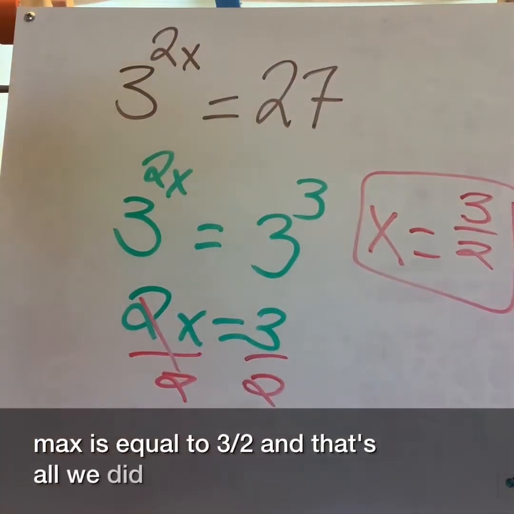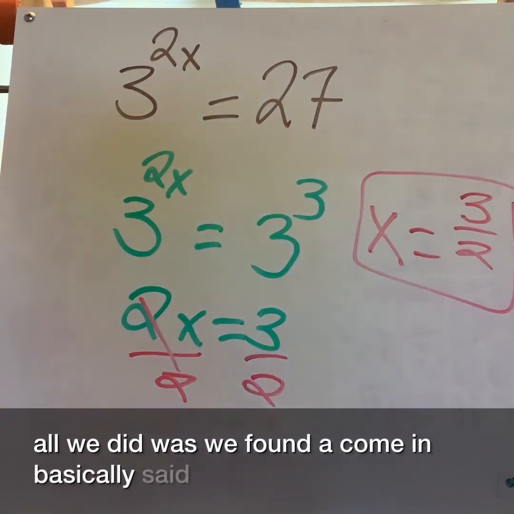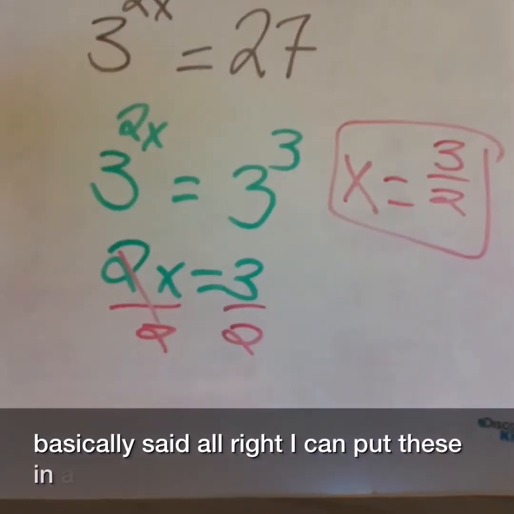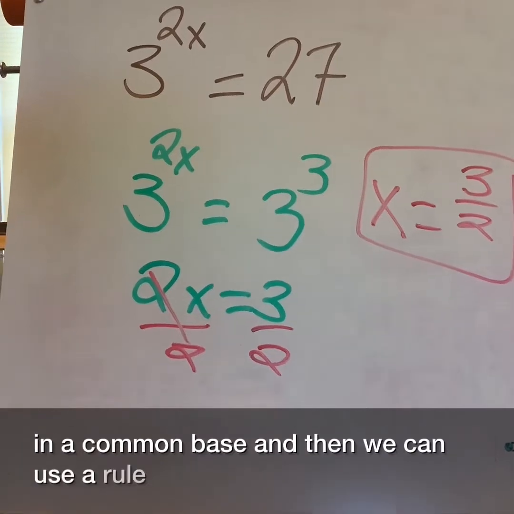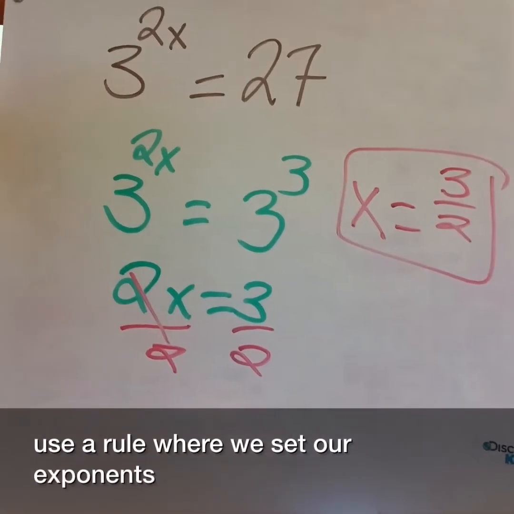All right, so all we did was we found a common base. We said, all right, I can put these in a common base, and then we can use our rule where we set our exponents equal to each other.